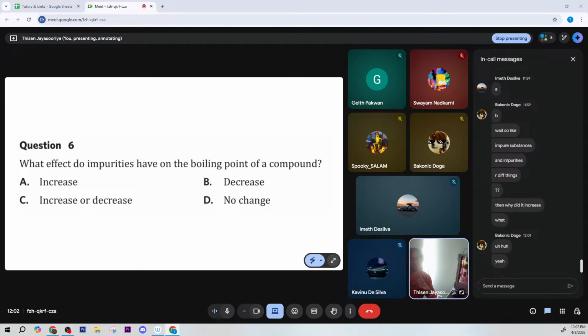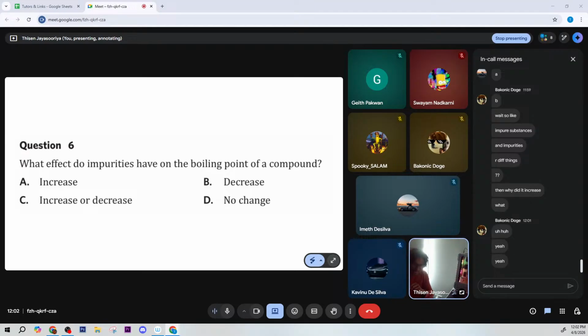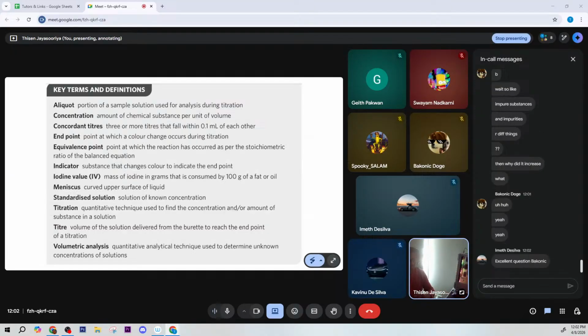But you won't really need to explain this one. I'll see if I can find a better explanation for this for you. But here, the idea is that impurities increase the boiling point. It has different effects. So now we've gotten to everyone's favorite.